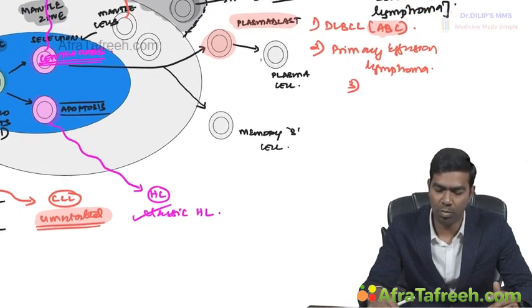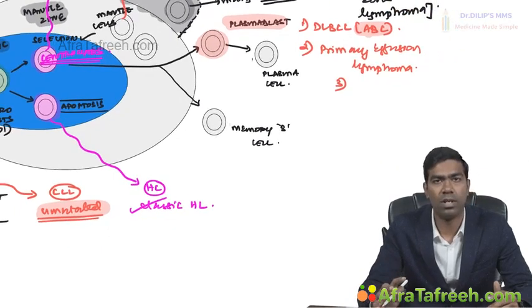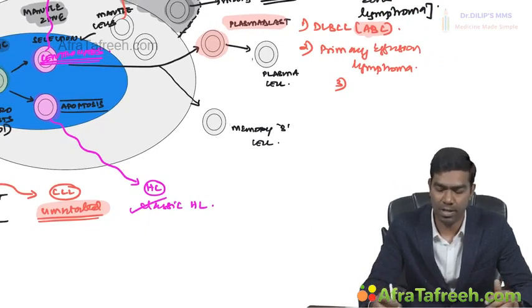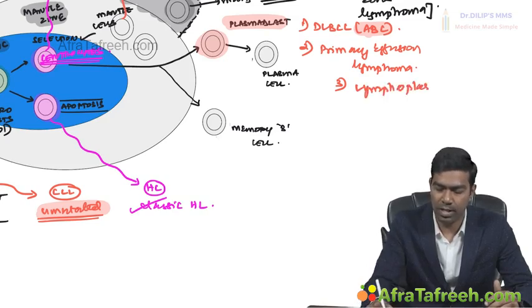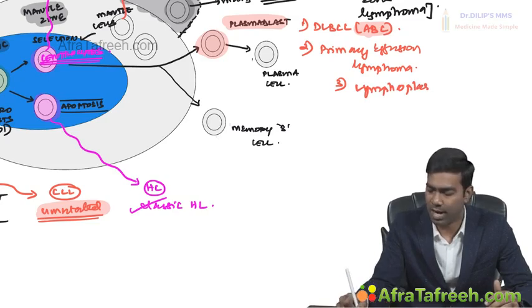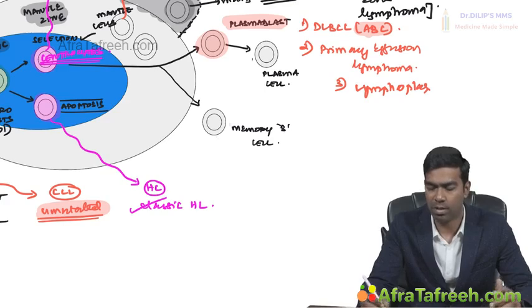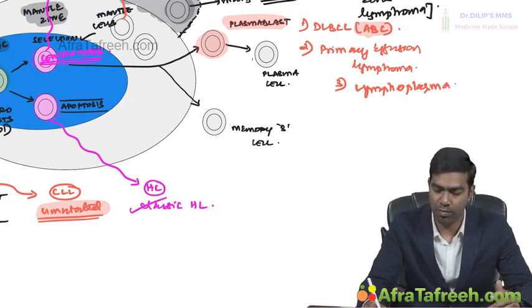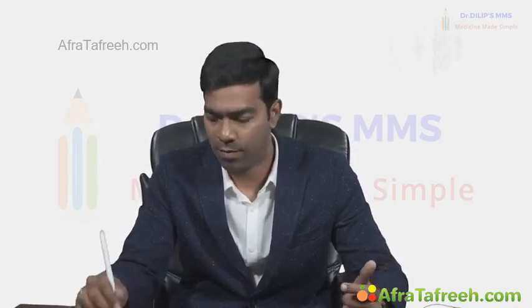And number three, one more neoplasm can also come from this plasmablast, that is called lymphoplasmacytic lymphoma. Typically, it leads to something called Waldenstrom's macroglobulinemia. That's called lymphoplasmacytoid lymphoma, which means the cells will be somewhere in between. They'll resemble lymphocytes, and they'll also resemble plasma cells. That's why it's called lymphoplasmacytoid lymphoma.